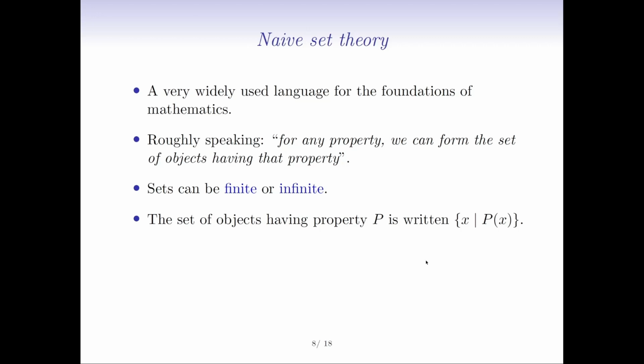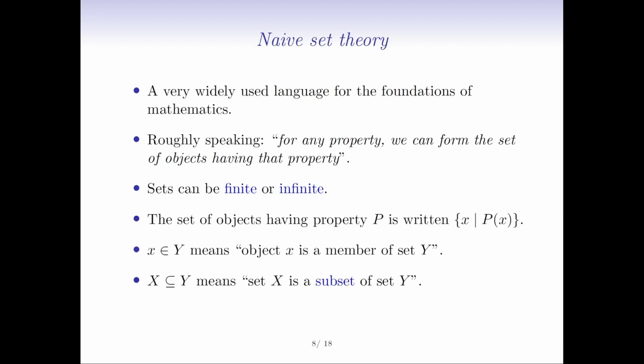So that's the set of all objects X having property P. We also have this notation, X in Y, where big Y is a set and little x is an object, and that notation means that the object X is a member of the set Y.